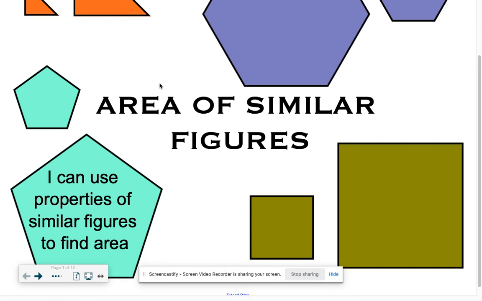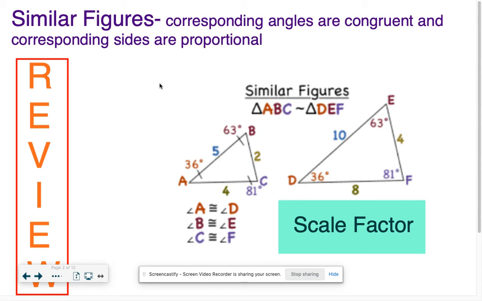Okay. So let's take a minute here to review what are similar figures. This is, I don't know, 3 chapters ago, 2 chapters ago, sometime after like January, Christmas break-ish. So a similar figure is when you have corresponding angles that are congruent and your corresponding sides are proportional. So remember, your angles are exact same. So angle A here matches angle D. They're both 36. B matches E and C matches F, right? Your angles are the exact same. However, your sides could be the same, but typically they're not.